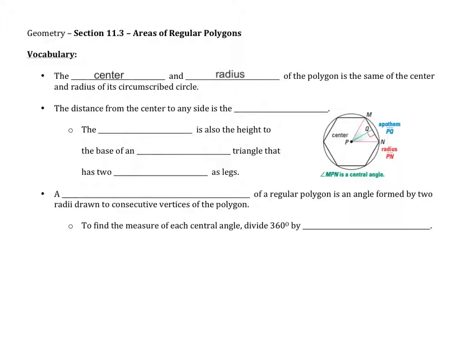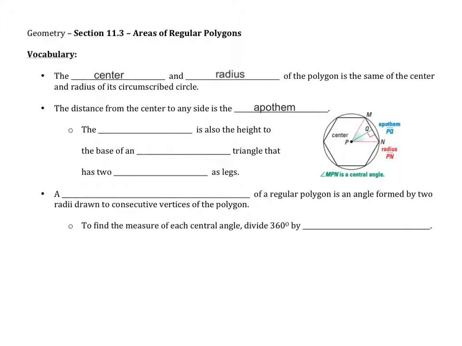The distance from the center to any side, so the blue line, is called the apothem. And note that the apothem is perpendicular to the side of the polygon. So the apothem always has to be the perpendicular distance from the center to the side of the polygon.